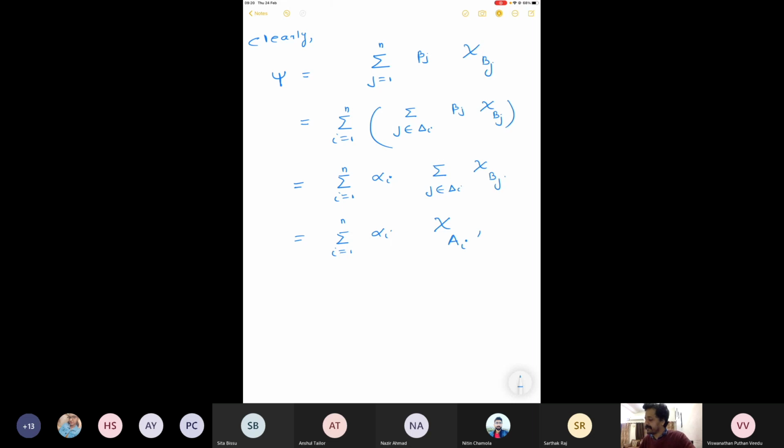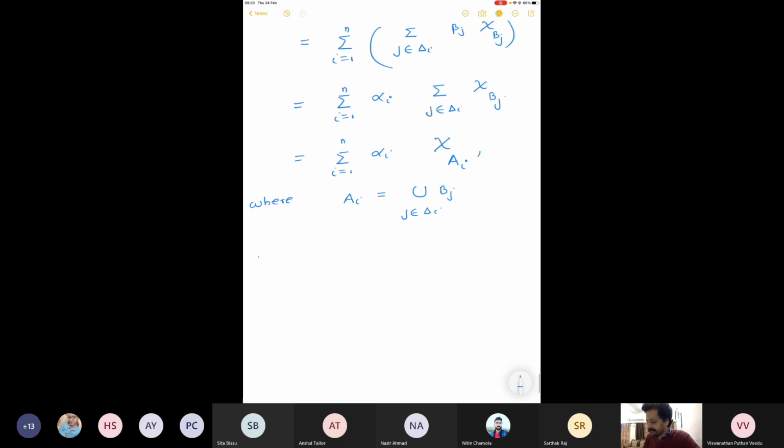Can you guess what will be ai? Well, ai is equal to, I will be more than happy if you can say union of bj, j belonging to delta i. Note that measure of ai is equal to summation of measure of bj, j belonging to delta i. Remember B1, B2, etc., BK are disjoint. Is it given?